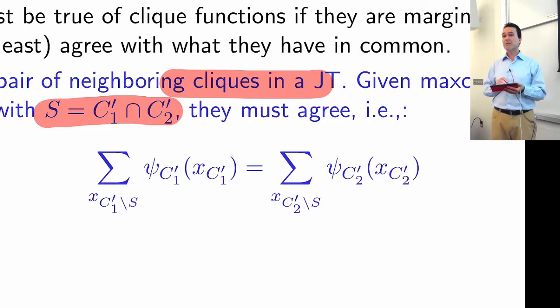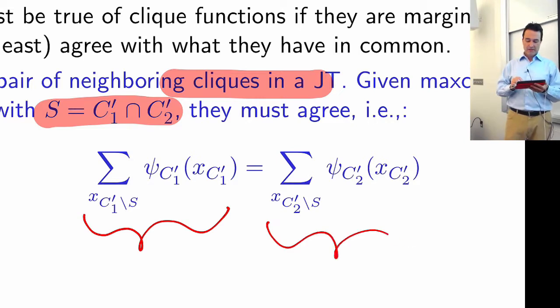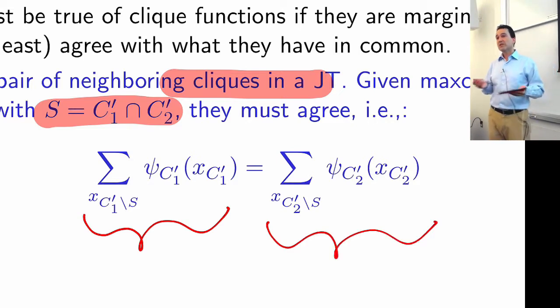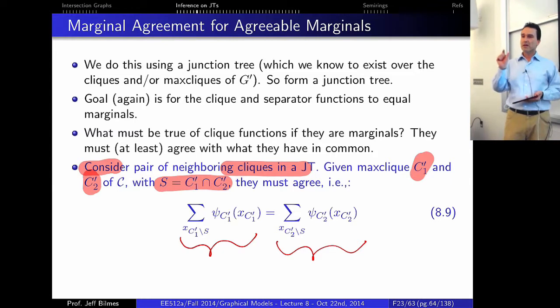So remember, what they have in common is S. So we sum out everything except for S here, and we sum out everything except for S here. And what's left for all values of x sub s must be the same, if they are marginals. So it's like a form of consistency. It's a form of local consistency, or local marginal agreement.